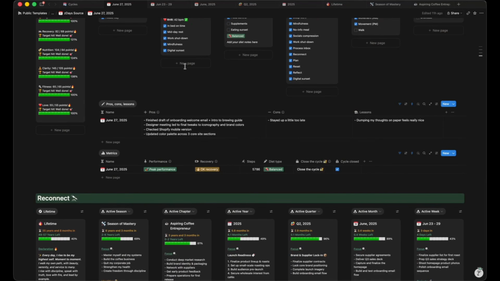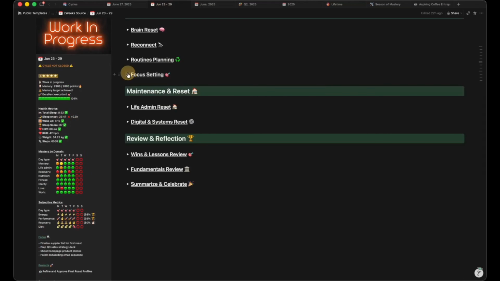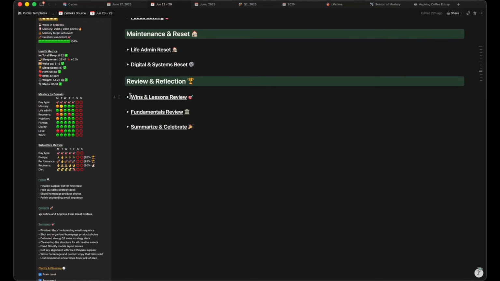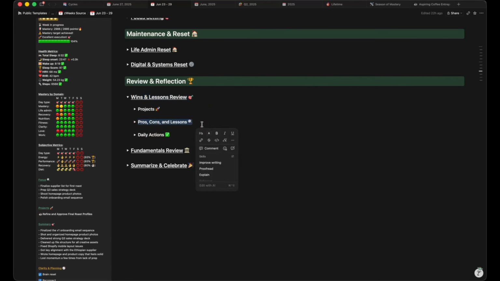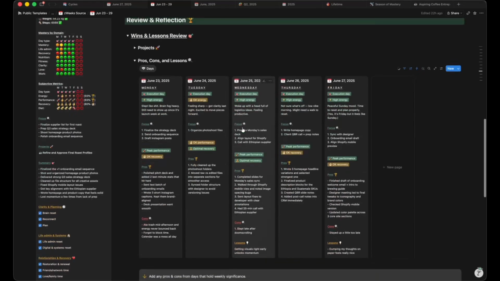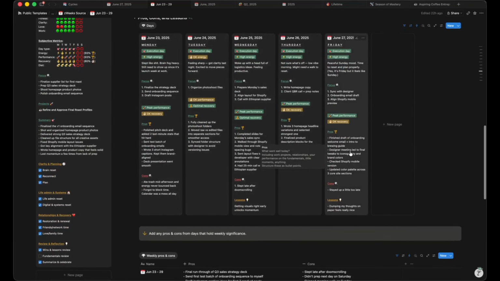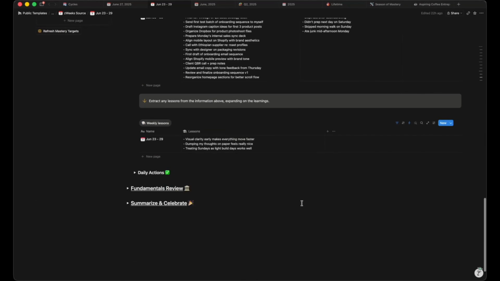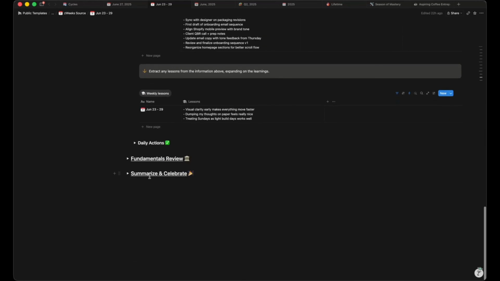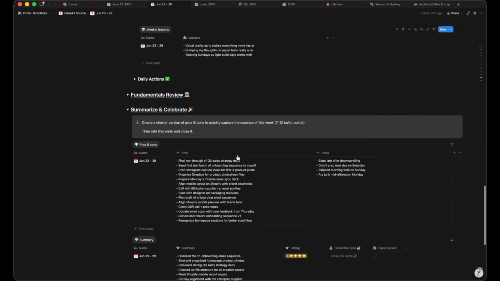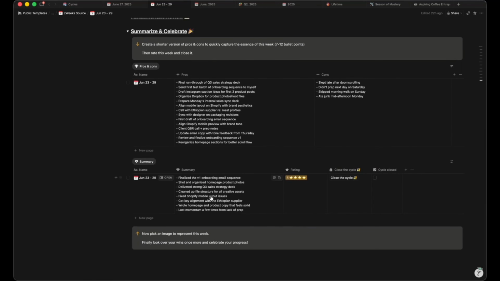And what's nice is that if we go into our weeks, let's close our focus setting and go into our review. We're going to open wins, lessons, and review, and you can see the same exact structure, our pros, cons, and lessons. So when we're doing our weekly review, we see our pros, cons, lessons for each day, and we're going to write out pros, cons, and lessons for the week. And then finally, we have our summarize and celebrate, where we take those and we write out the summary, the succinct 7 to 12 bullet points that really capture the essence of the week.